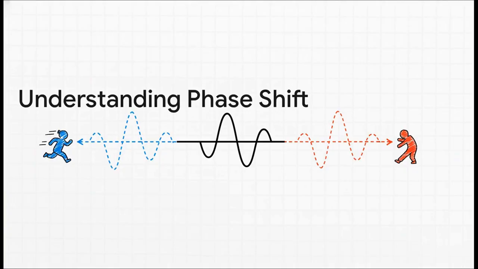And this idea of timing leads us to something called a phase shift. Look at the two runners. If a wave starts its cycle just a little bit earlier, like the blue runner, we say it's leading. If it starts a bit later, like the red one, we say it's lagging. And this isn't just a minor detail. This little difference in timing fundamentally changes how all the parts in a circuit work together.